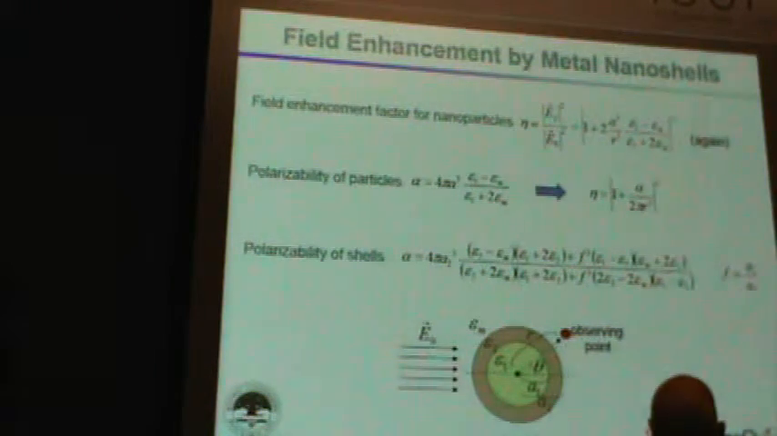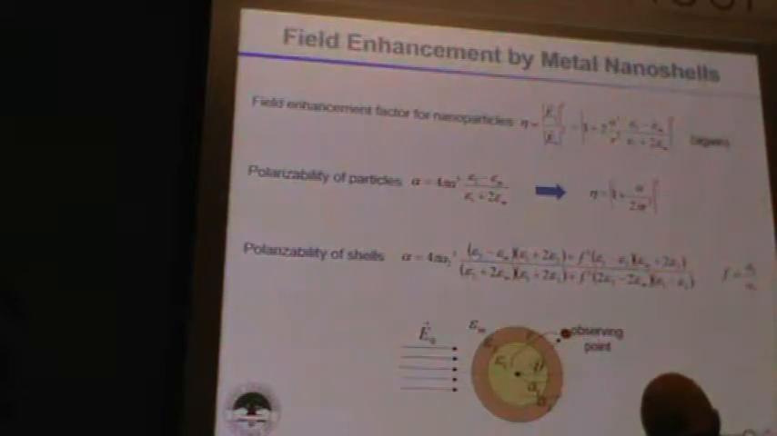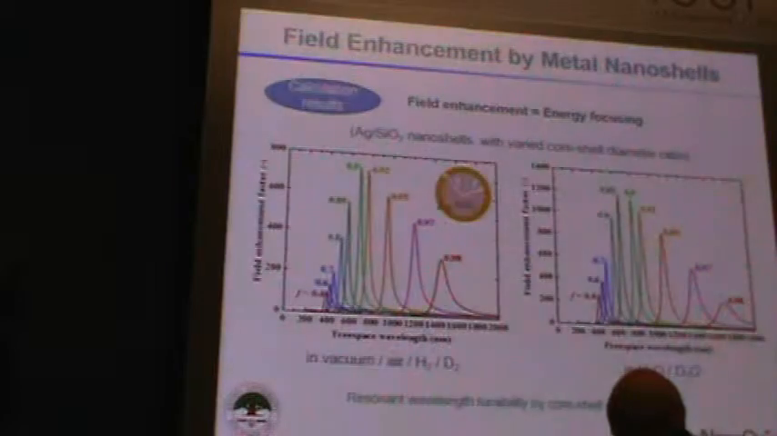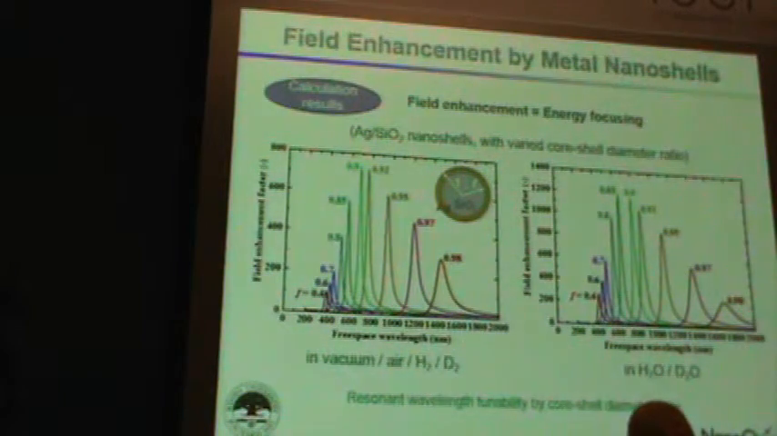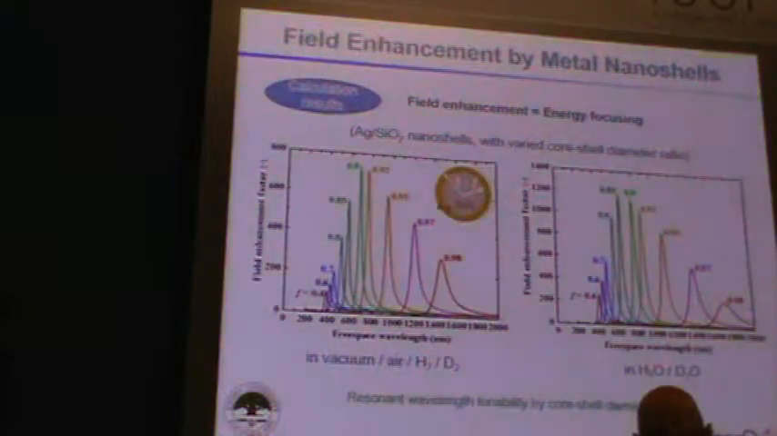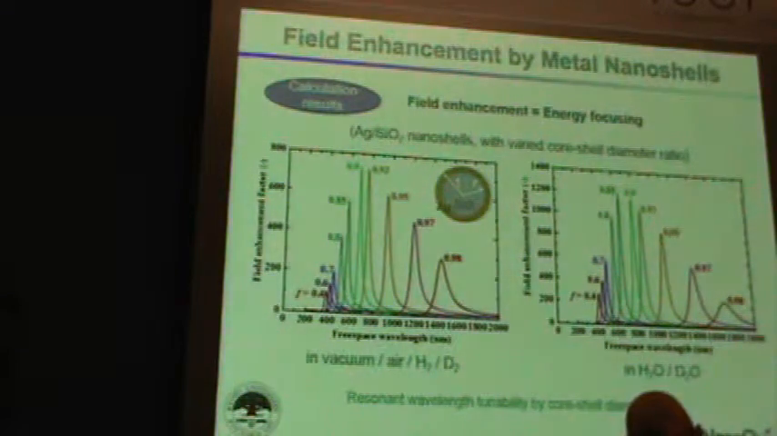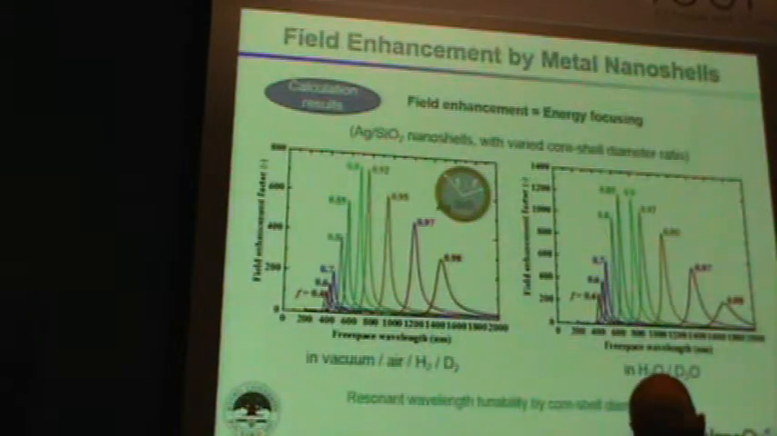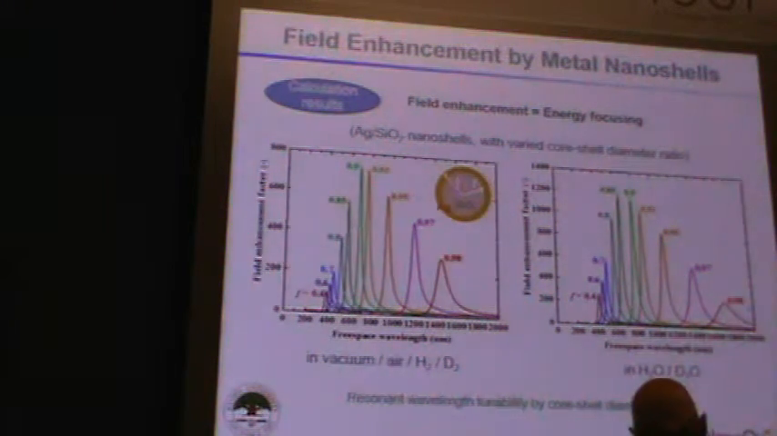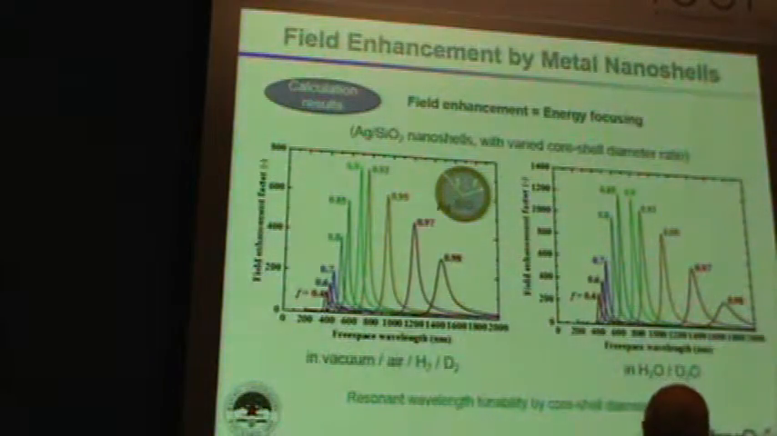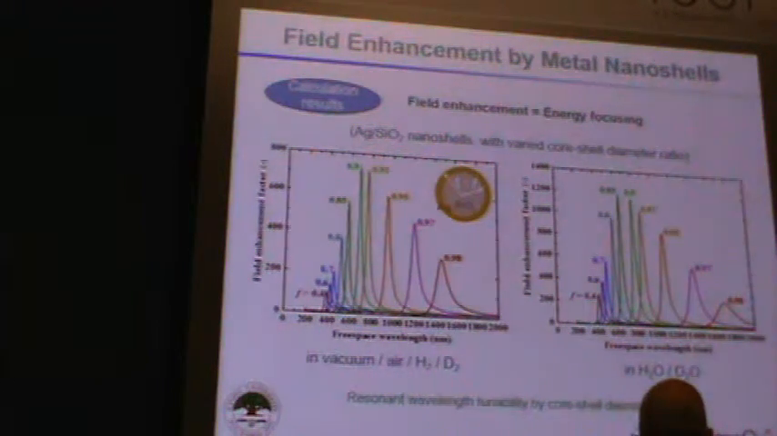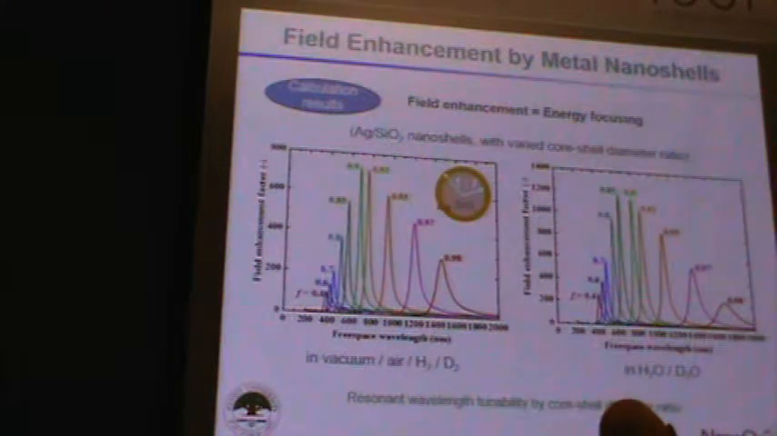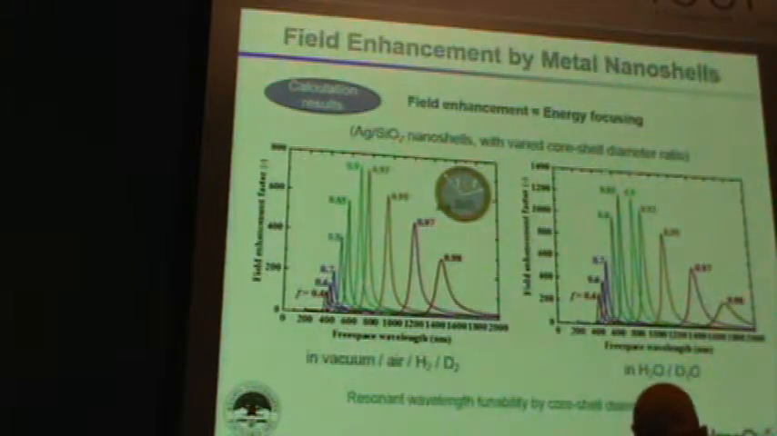And again, I calculated the field enhancement factor for such a core-shell nanoparticle structure. And this is a calculation result. This is an example for nanoshells with a silver shell and silicon dioxide core, and we see about 1,000 times field enhancement factor, which is namely the energy enhancement effect.